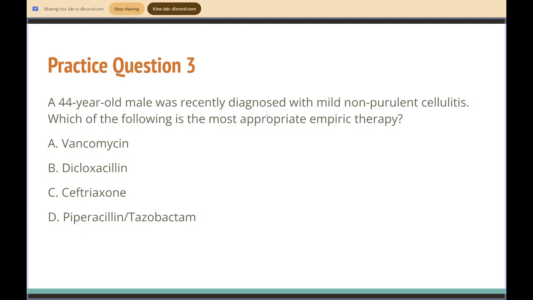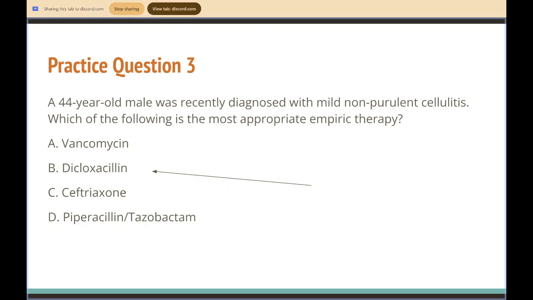Okay, so this one might be a little tougher. I know ID is a difficult topic. The correct answer is choice B, dicloxacillin. For mild, non-purulent cases of cellulitis, you would want to do an oral antibiotic that is methicillin sensitive, and that would be dicloxacillin. Choice A and choice D are not indicated and are overkill, and choice C would also not be indicated in this case. So choice B, dicloxacillin.